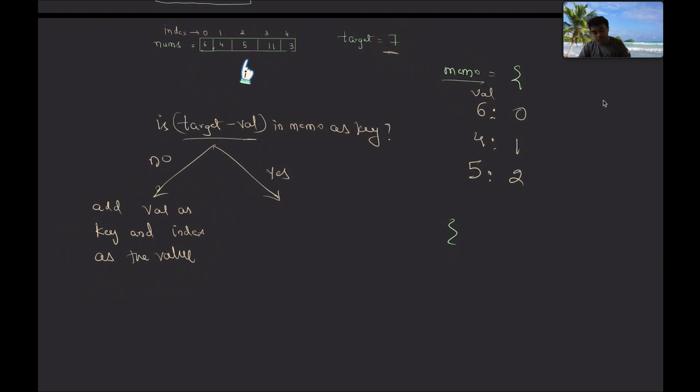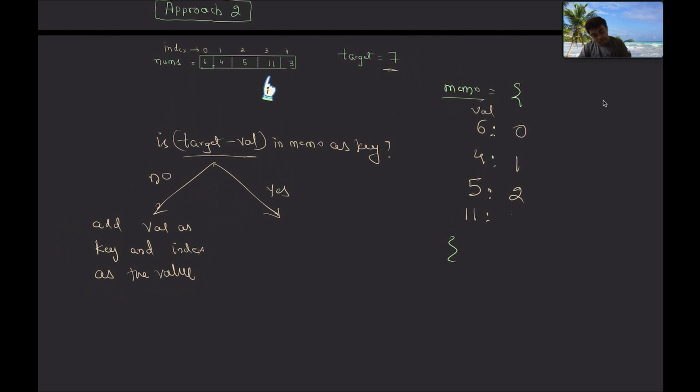Let's continue further. Now with 11, which is the 3rd index. Now we check if target minus value, so 7 minus 11, is in the memo? That's not in the memo. So we just write it. And the index is 3.